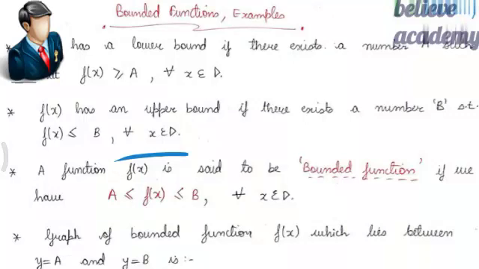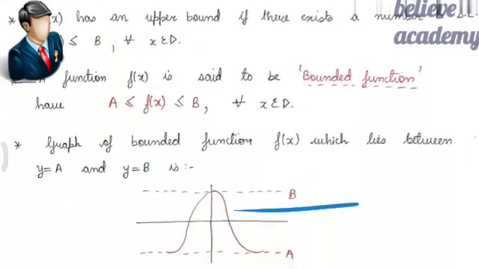Okay, so that is the upper bound which I am talking about for that particular function. But these are the lower bounds and the upper bounds. If you want to say that the function f of x is a bounded function, इसका मतलब क्या होगा? f of x is said to be a bounded function if we have a less than or equal to f of x less than or equal to b for all values of x belonging to the domain. So basically it means that the function should be greater than or equal to a and less than or equal to b.